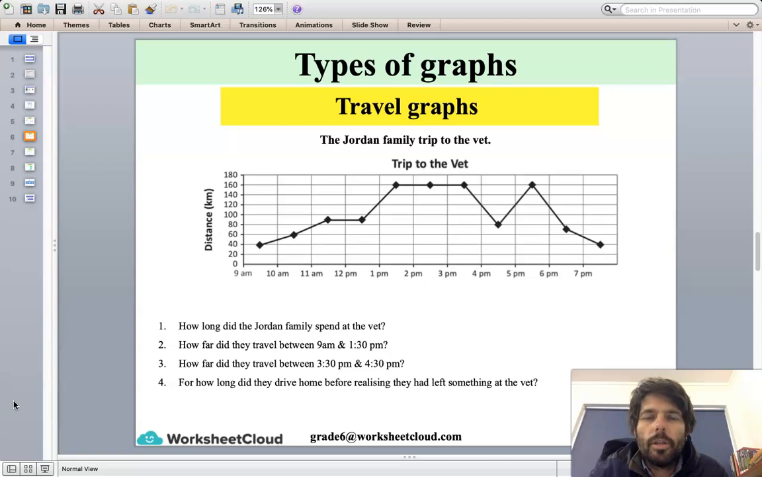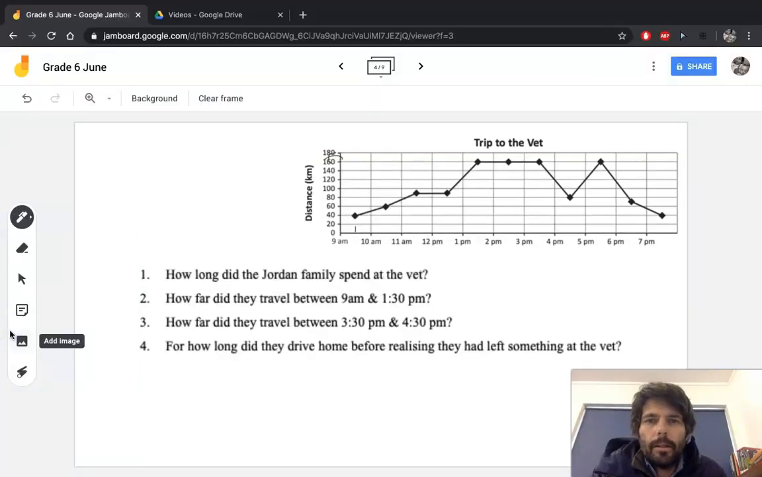So there are 4 questions there for you to consider. Go through them, have a look at the graph and see if you can extrapolate the information from the graph to answer the questions, and then press play to see how you get on. How long did the Jordan family spend at the vet? So if we have a look at the graph, you can see that between 1:30 and 3:30, they were stationary for the longest period of time. So from 1:30 to 3:30 is going to be 2 hours.